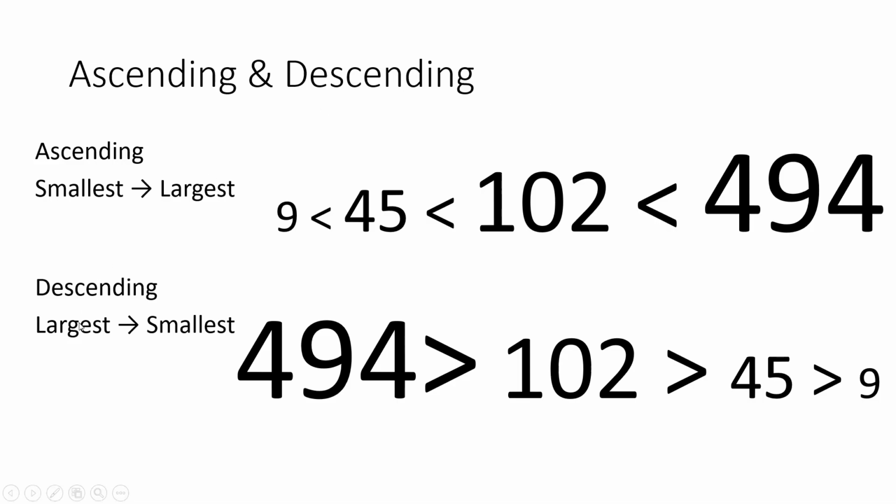Now we move on to descending order, which is writing the largest number first and then moving on to the smaller numbers. So 494 here is the largest number, which is greater than 102, which is greater than 45, and finally 9. So in ascending order the smallest number comes first and the largest comes last, and in descending order the largest number comes first and the smallest comes last. Very easy.